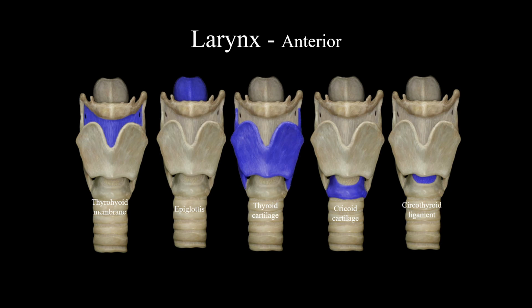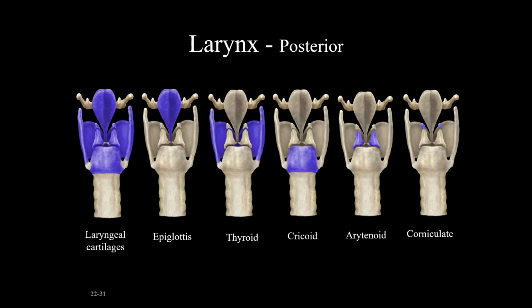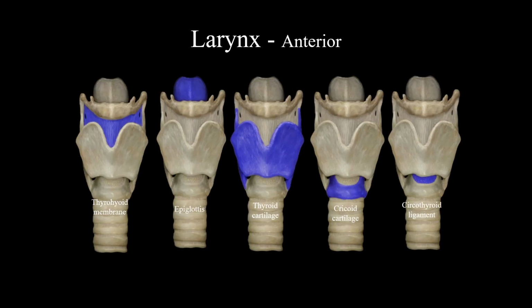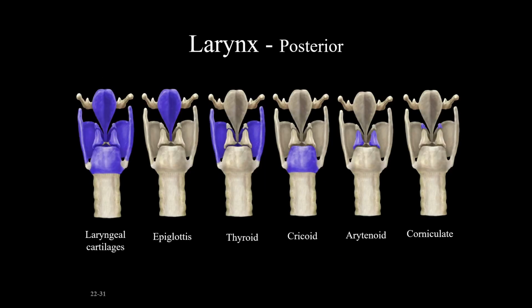So some highlighted portions describing or identifying which part of the larynx for the posterior view. Okay, you can see more parts hidden by our thyroid cartilages from our posterior view.